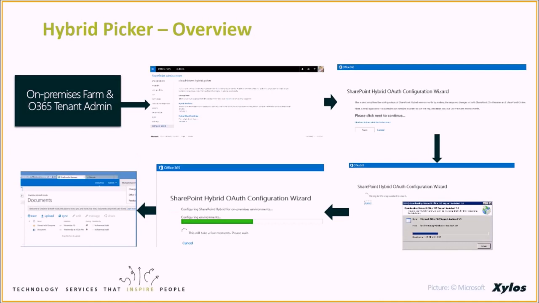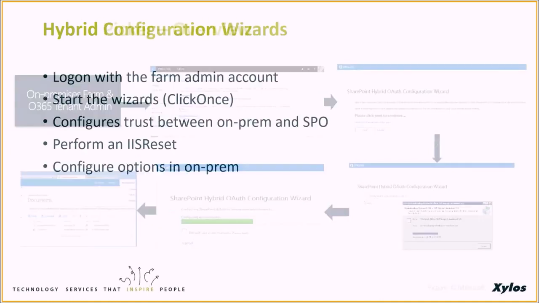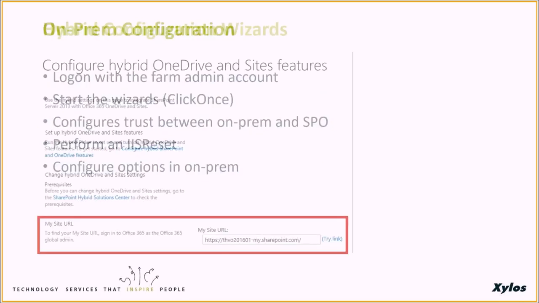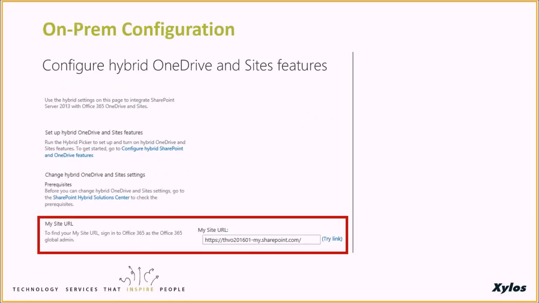That's just next, finish, basically. So afterwards, if you've configured this trust through the ClickOnce application, you have to do an IIS reset, otherwise it won't work. And then you have to configure these redirection options in your on-premises farm. And that's the on-premises configuration that we're talking about.